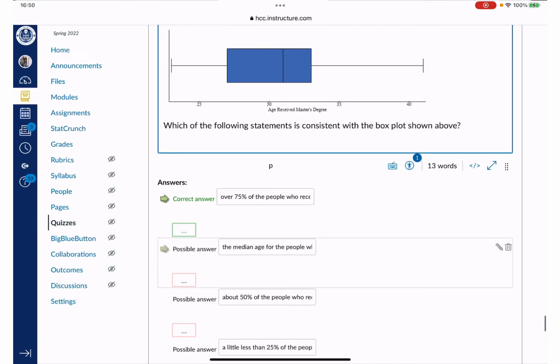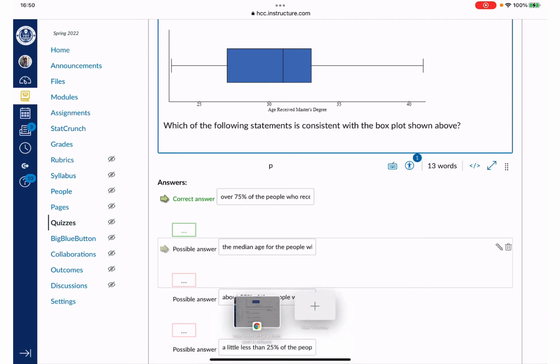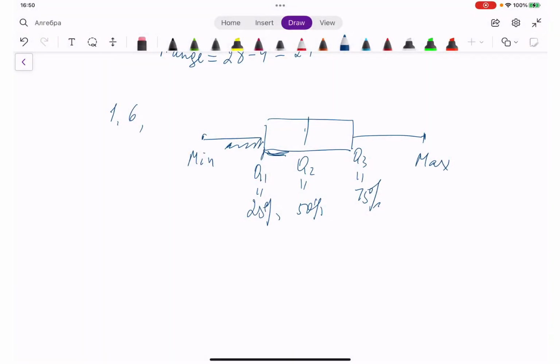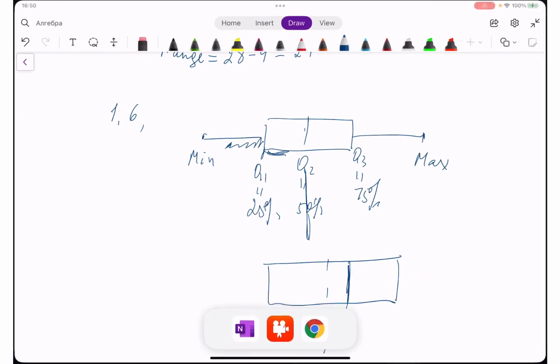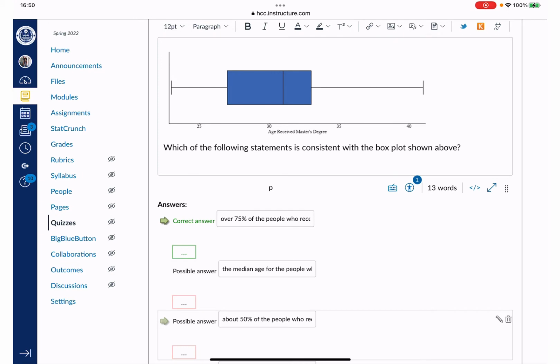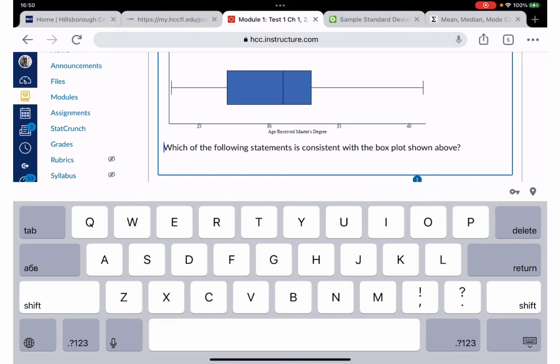Next one: the median age for the people who received a master's degree was 30 years old. No, the median age is this one, which is shifted, right? Right here, the median age. And 30 years old falls right here in the middle. This one will be over 30 years old. Look, 30 years old is right in the middle, but here it says the median age for the people who received a master's degree is 30 years old. No, it's not 30 years old. It's about 32 or 33 years old.